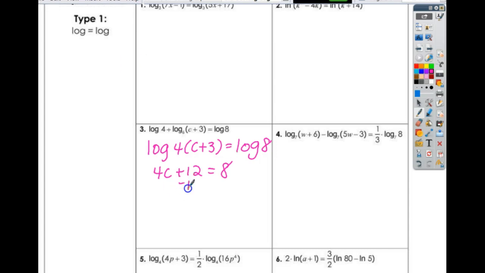Subtract the 12. Divide by 4. I have c is negative 1. Does it make anything negative up here? No, no, and no. So this is the answer.